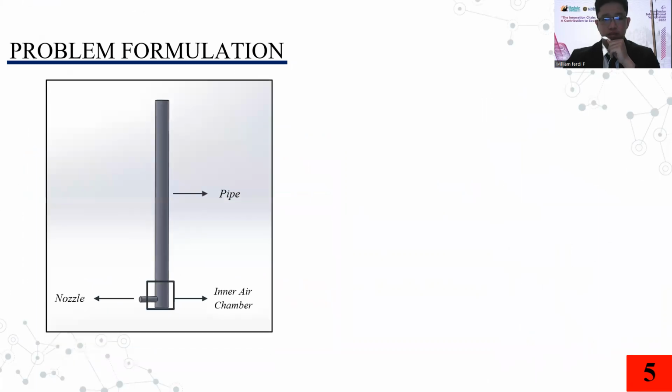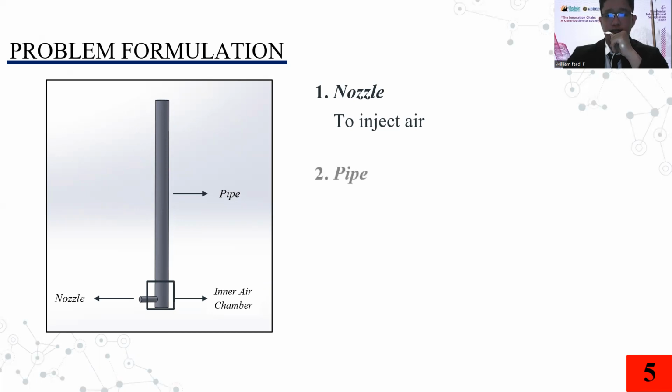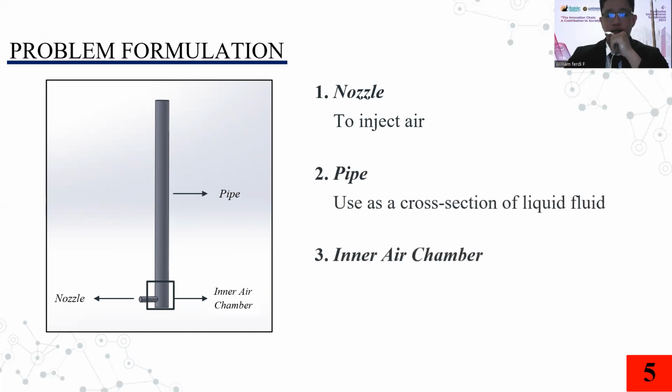The main components of the airlift pump are, first, the nozzle, used to inject compressed air in the form of mass flow rate of air to the bottom of the pipe. The second one is the pipe, used as the cross section of liquid fluid. And here I have a zone that I call the inner air chamber, which is a meeting and mixing of two different fluids: air from the nozzle and water from the pipe.